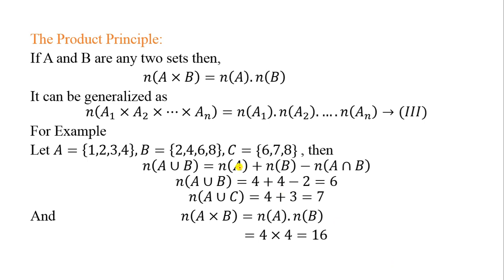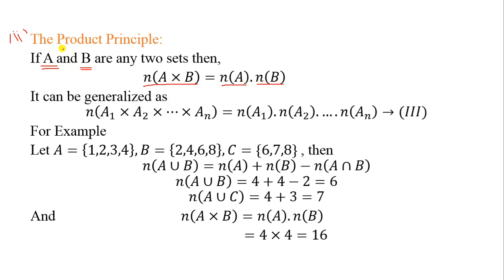Next we have the product rule. Product rule states that say we have two sets, again same as we have in sum principle, A and B are two sets, then the number of elements in the product of A and B is equal to the product of the number of elements in A and number of elements in B.